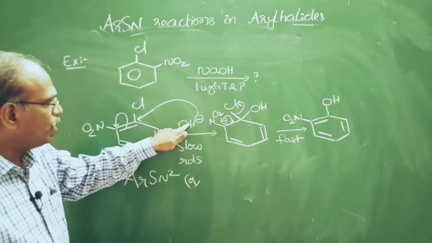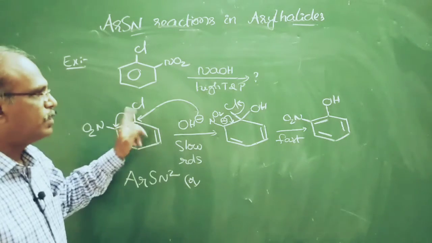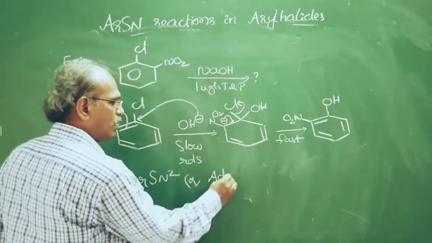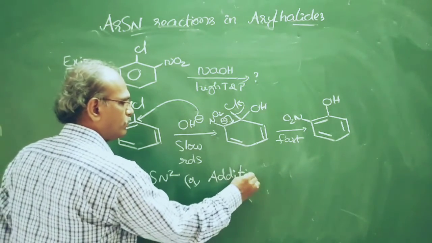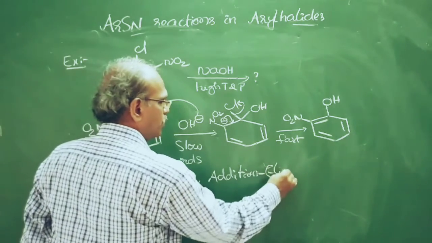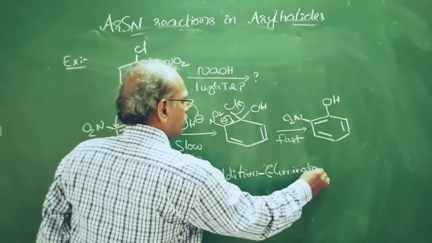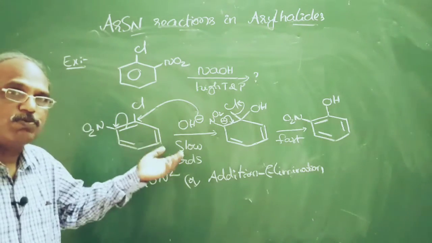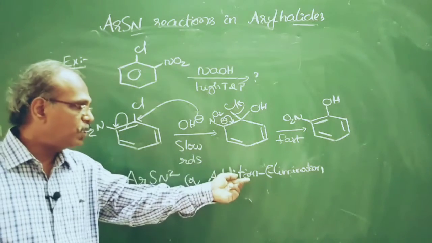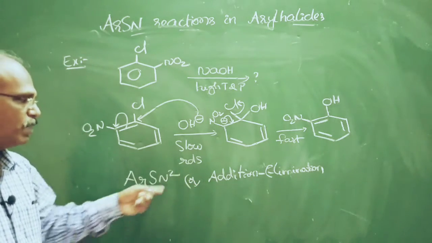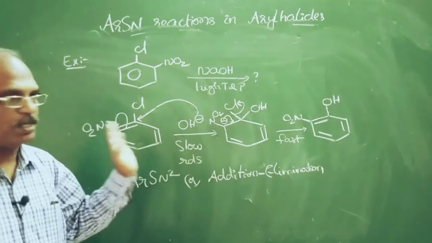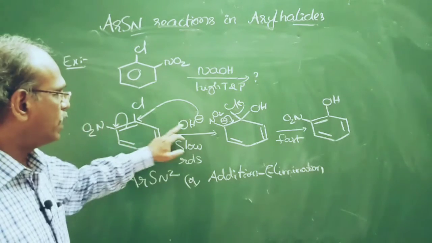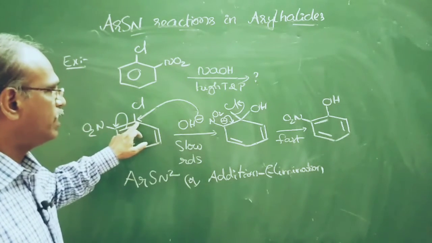Or see this reaction. In the first step, the nucleophile is added. Thereafter, the halide ion is removed. That's why it is also called an addition, elimination reaction. But the previous one, the benzyne mechanism, is elimination, addition. But this one is addition, elimination, reversed. Okay. Particularly remember the rate determining step: attacking of the nucleophile on the carbon bearing the halogen.